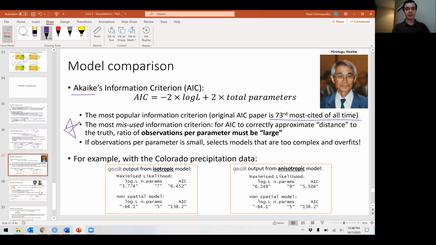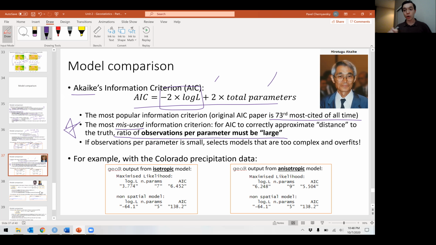It has a kind of familiar form. We penalize our log likelihood by 2 times the total number of parameters. That's how we control for overfitting. It is misused because AIC correctly estimates the distance between the model and the truth. That's what the information criterion is trying to do, estimate the distance between the model and the truth, if the ratio of observations per parameter is large. That means we're estimating relatively few things for how many pieces of information we have.